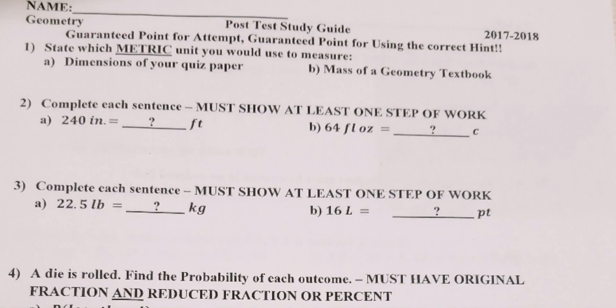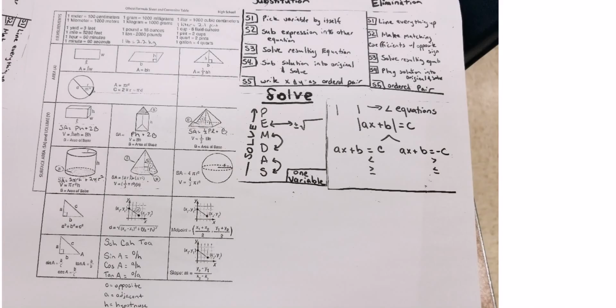All right, so number one. Now, guys, remember, when you take your post-test, you're going to get a guaranteed point just for trying. If you try the problem, you're going to get a point. You're going to get another point for starting the part correctly or using the hint. So I would recommend making sure you understand this hint page. If you have any questions, please ask.